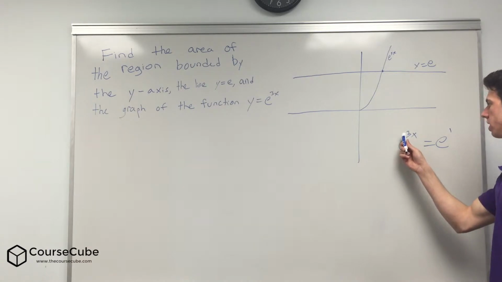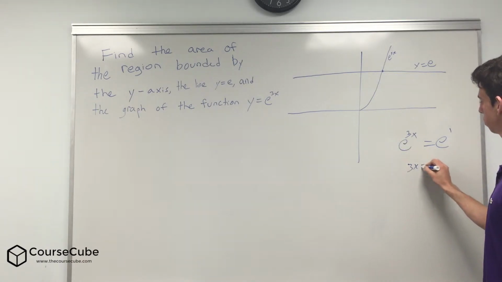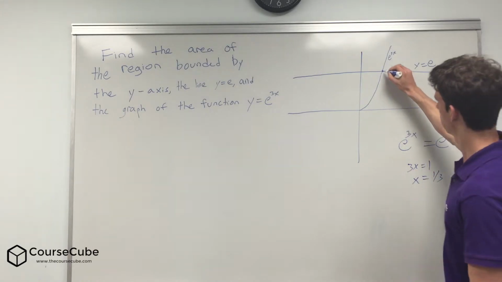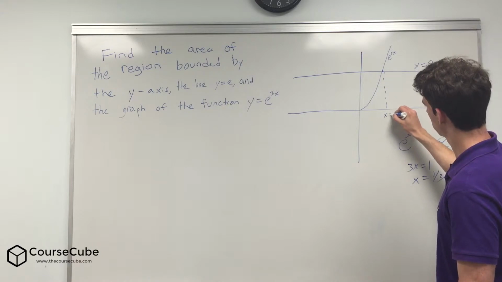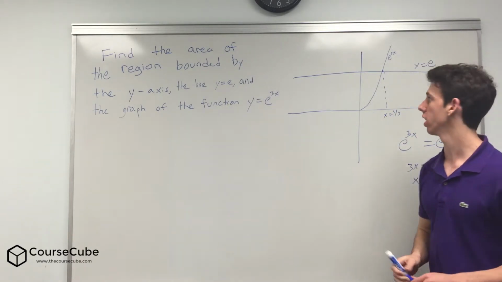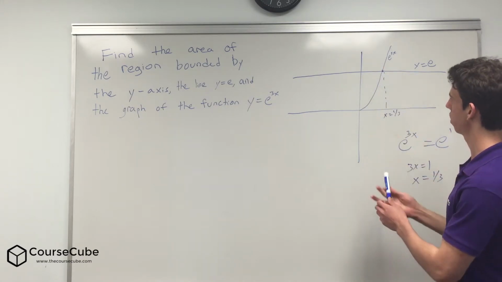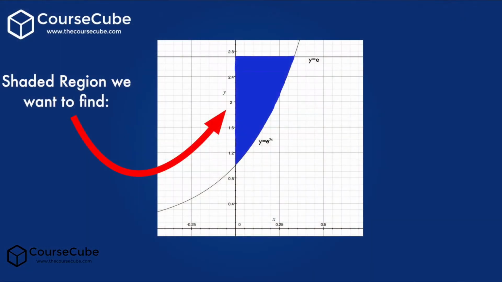We can solve this by equating the exponents, so 3x equals 1. So this is going to be where x equals 1/3. Okay, so now we want to find the area of this region bounded by this line and this curve. That's going to be right in here.